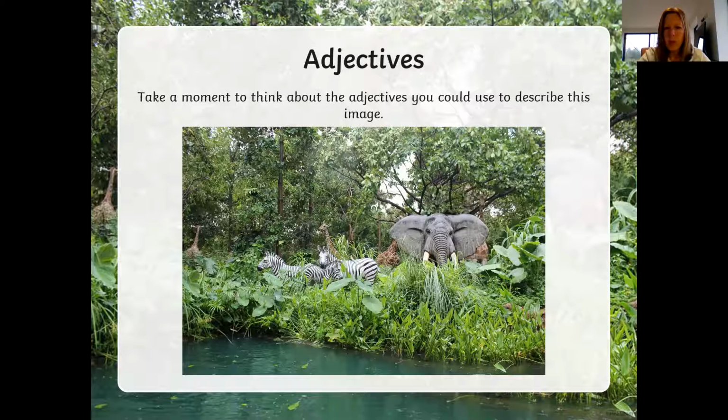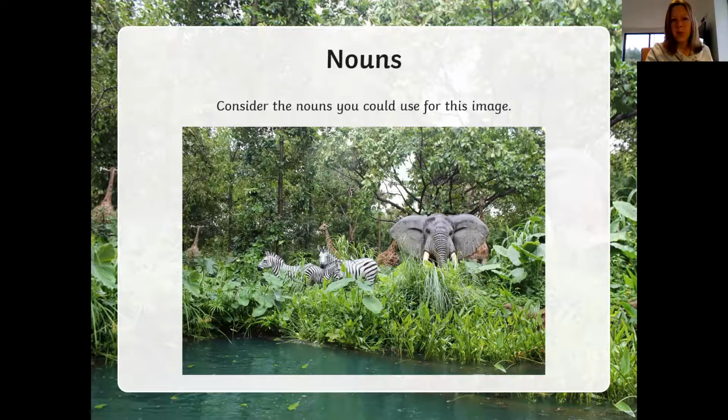We might think of that elephant as being very majestic looking there, or we might think of the giraffe, always think of them as being very elegant, the way that they stand so tall. We might look at the water and think maybe it looks a bit murky there. So the adjectives describe the nouns that we can see in the picture. Okay, so the nouns, well, we've got quite a few nouns that we've just talked about there already, haven't we? Okay, so we've talked about them.